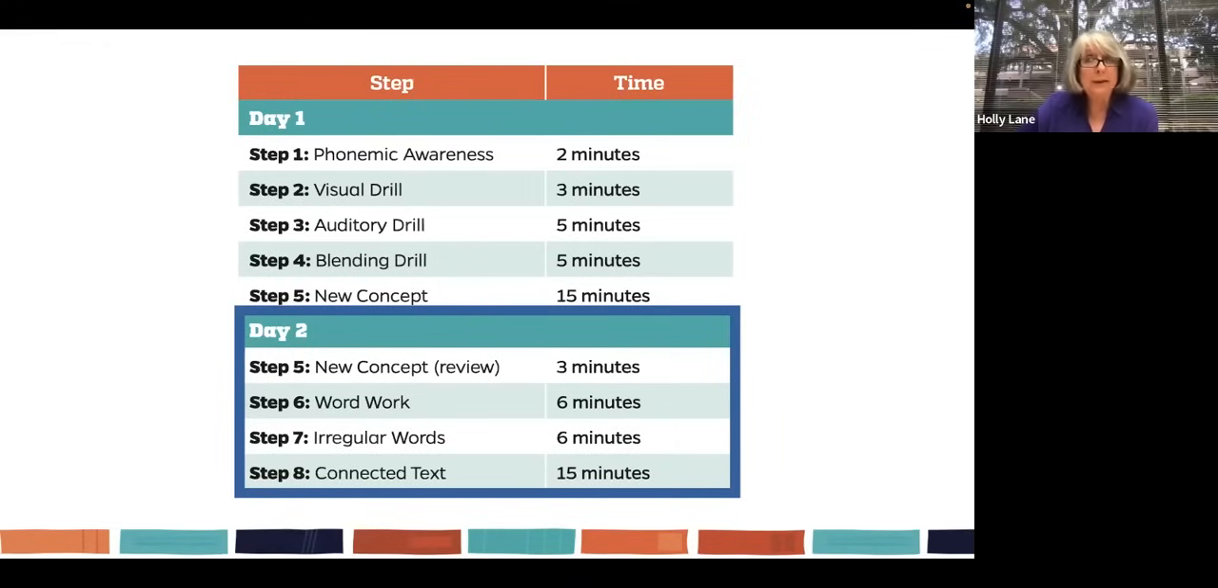And the word work is really probably one of the most important pieces of this, the practice that you get in word work. So when we get to step 6, pay extra close attention because in my opinion, that's the most important step in all of this. And then you'll do the irregular words. And then the bulk of the day 2 lesson is spent reading and writing connected text. So kids read sentences, they write sentences, and then they read a decodable passage.